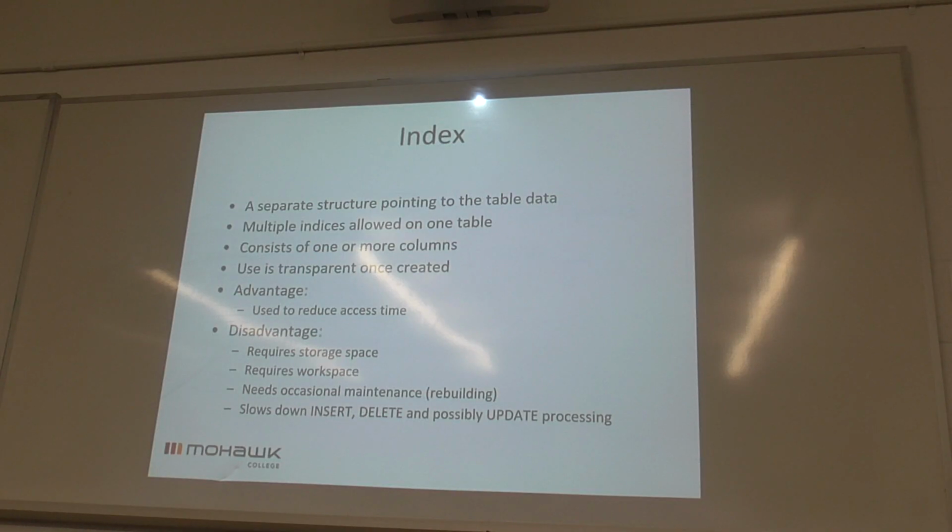So, an index is a separate structure pointing to the table data. Multiple indices are allowed on one table, so you can index multiple things in the table. You choose what to index when you set the table up. The things you choose to index should be the things that you order by, right? Or at least the things you order by frequently, particularly if they're strings.